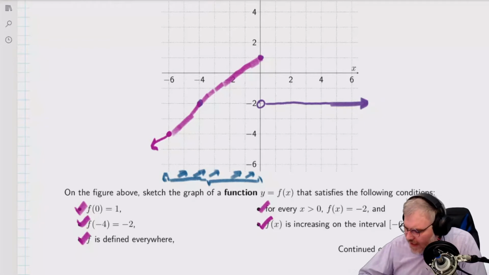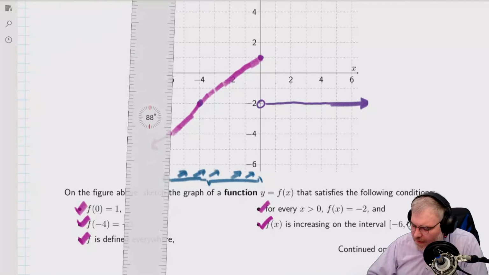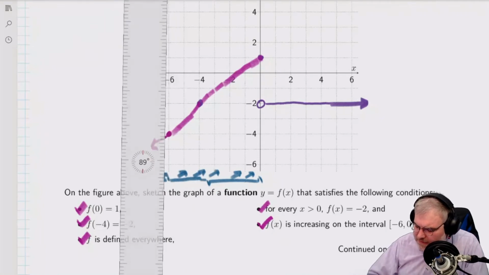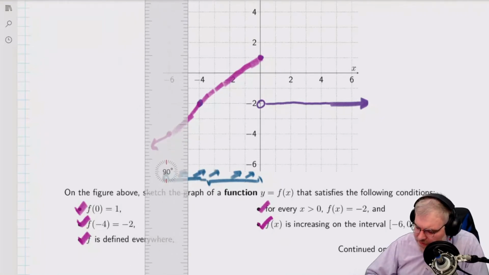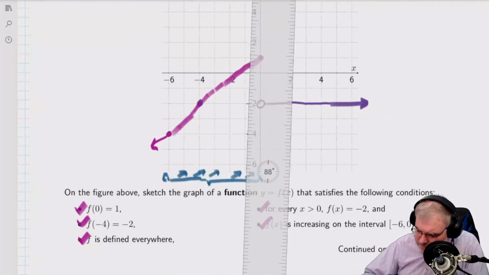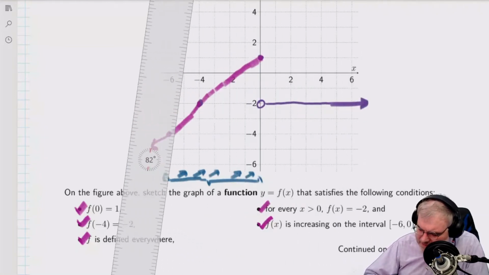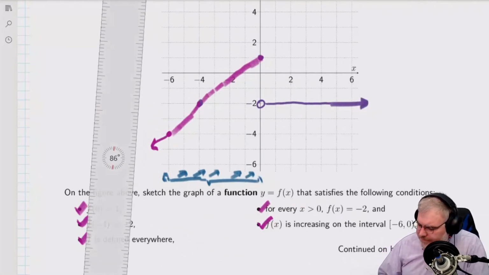To check my vertical line test, I'm going to take my ruler and just slide it across here. Is it the case that I only have one y for every single x value? Yes. I'm not violating the vertical line test. So this is correct.